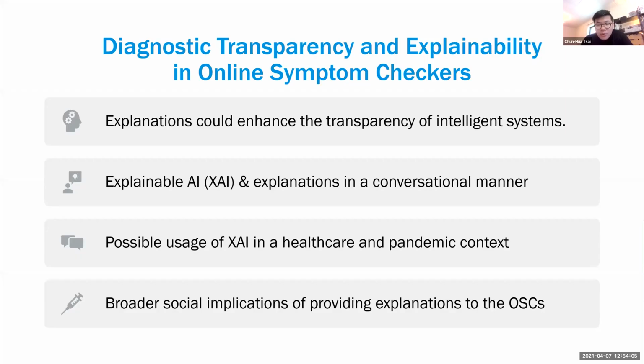Our research echoed previous work on how explanation could enhance the transparency of intelligent systems in the healthcare context. Our research demonstrated a contribution to explainable AI of how to present explanation in a conversational manner, like a chatbot. We discussed the possible usage of explainable AI in healthcare and pandemic contexts. Our research highlighted the broader social implications of providing explanation to online symptom checkers.